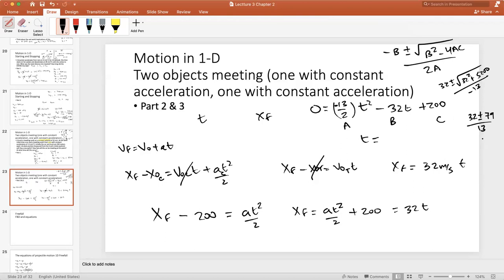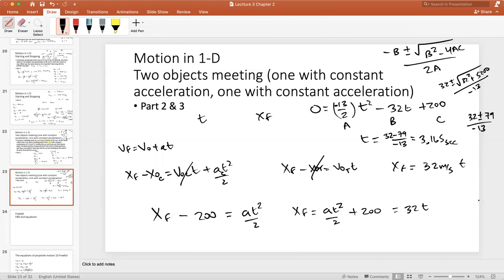So this can be one of two answers. If I use the minus sign, I'm going to get negative 47 over negative 13, and it'll be positive. If I use the plus sign, I'm going to get 112 over negative 13, which is a negative. So I need to use the negative sign. So this is 32 minus 79 divided by negative 13, which gives me 3.615 seconds.